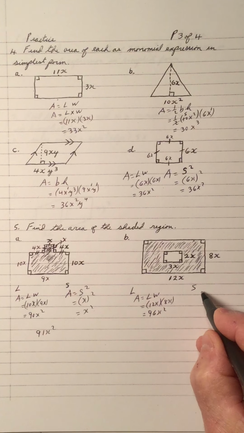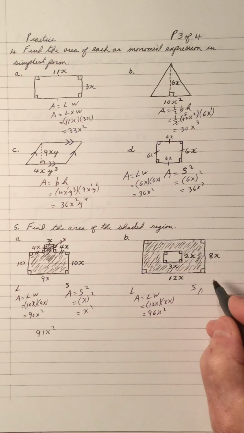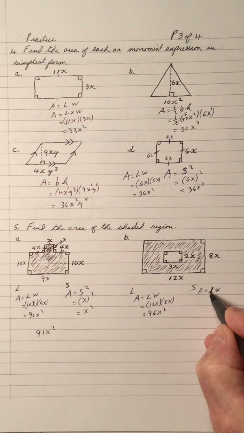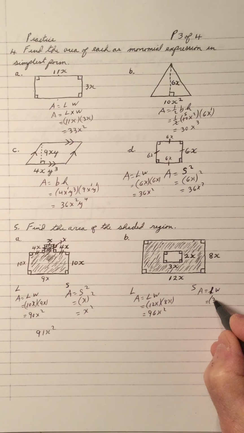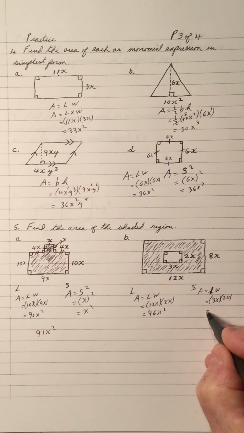Now, the small one is a rectangle because that's 3x, which is longer than 2x. Length times width. I got an L there. Oh, let's use a big L. I could use a small L if I want. And the length is 3x and the width is 2x. Length and width. Multiply, 6x squared.